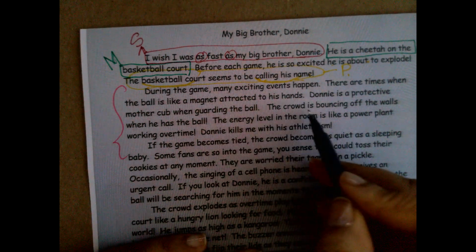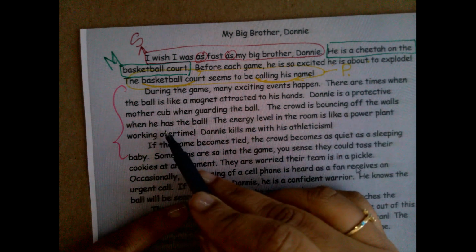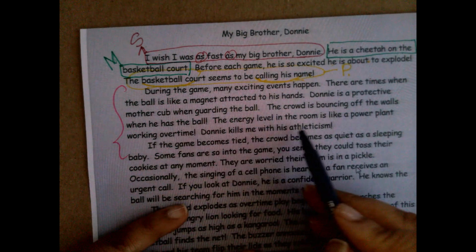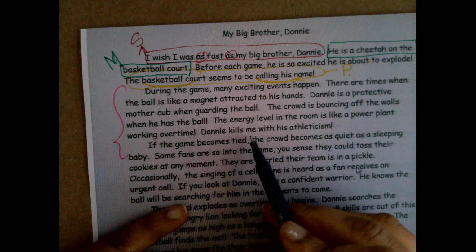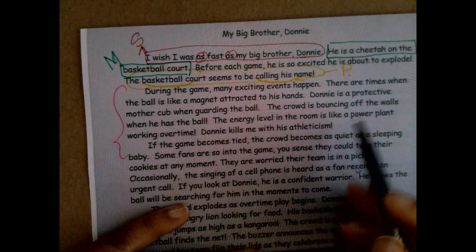All right. The crowd is bouncing off the walls when he has the ball. The energy level in the room is like a power plant working overtime. Donnie kills me with his athleticism.